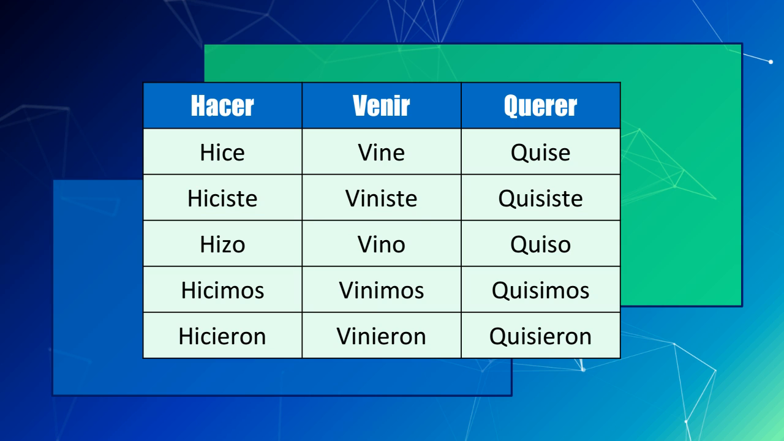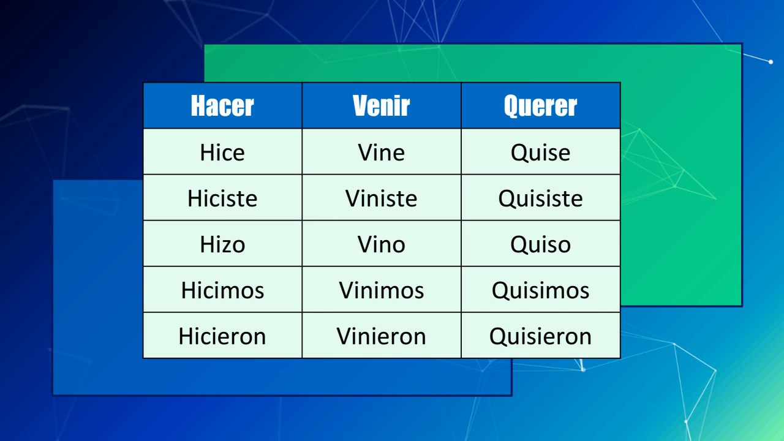And we'll learn these 3 verbs together because you will see that they have some similarities. So hacer, venir, and querer. Hacer we conjugate as hice, hiciste, hizo, hicimos, and hicieron. I could say ella hizo su tarea ayer. She did her homework yesterday.